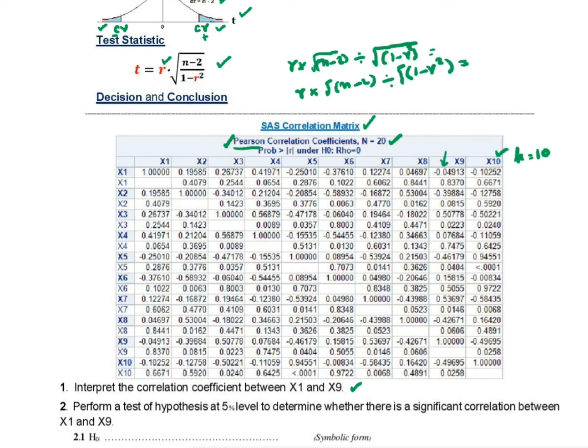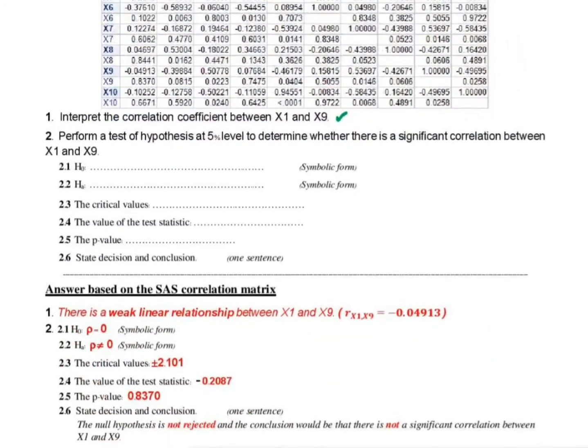Negative 0.049, very small. At most negative 1, so we see negative 0.5 is the middle. Now this is very close to 0, therefore very weak and negative. Therefore inverse relationship, negative relationship, weak. Therefore you should say weak, negative, linear relationship.